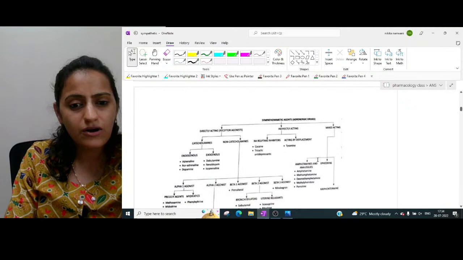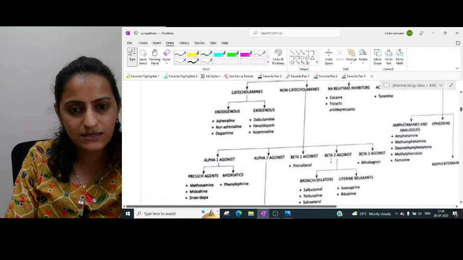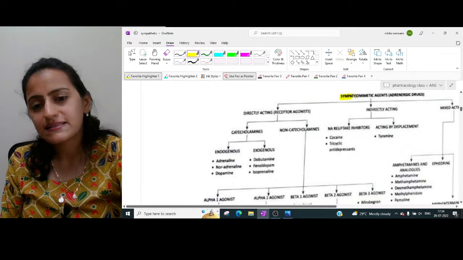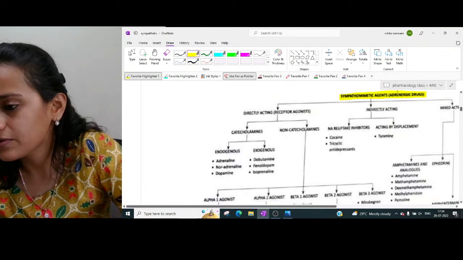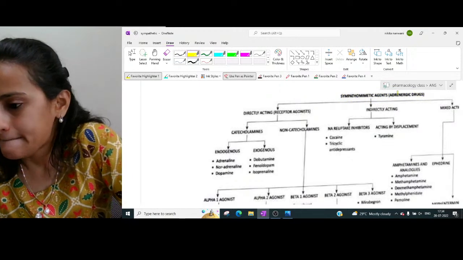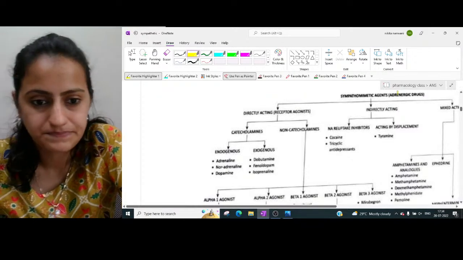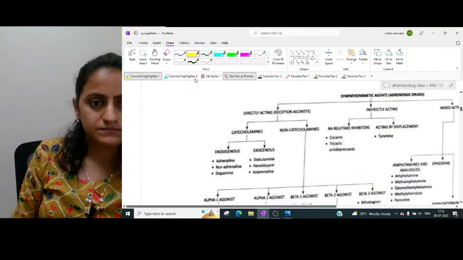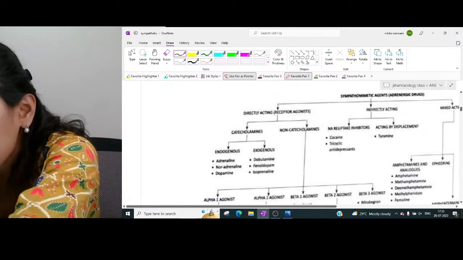Now coming to this one. Are you guys able to see this? Please give me a quick thumbs up if you're able to see this. We'll try and revise the sympathomimetic agents, the adrenergic drugs, and then we'll see the effects on the heart rate and the blood pressure. All right, so let's see this. So in sympathomimetic agents, just give me a minute.